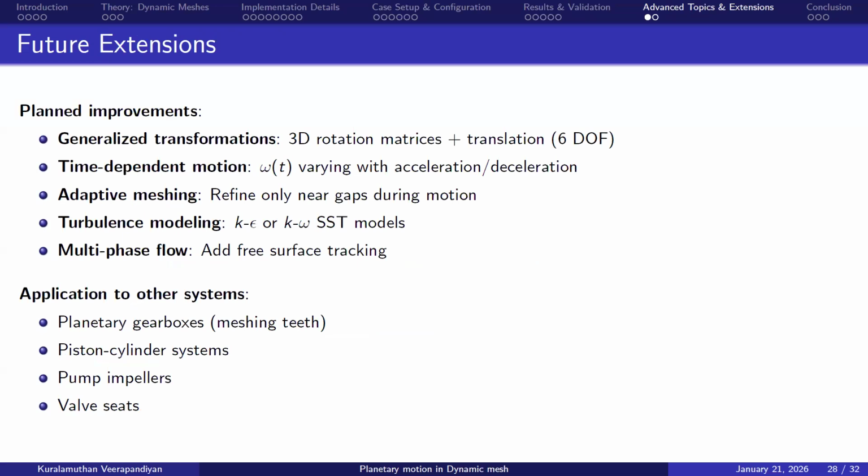Future implementation will be to implement generalized 3D rotation with translation with 6 degrees of freedom. Time dependent variation with acceleration and deceleration can be implemented, and adaptive meshing can be implemented to refine near the regions where we have high shear. Turbulence is not yet considered in this case. I have run the simulation for the laminar case alone. Turbulence can be considered as a future improvement, and multi-phase flow can be implemented. And this application can be extended to other simulation cases like planetary gearboxes, piston cylinder arrangements, pump impellers, and valve seats as well.